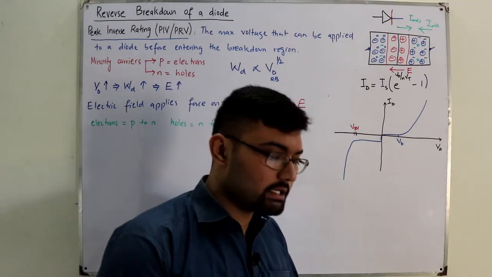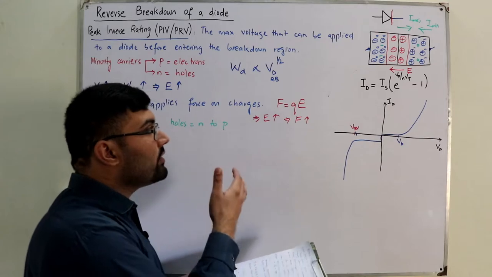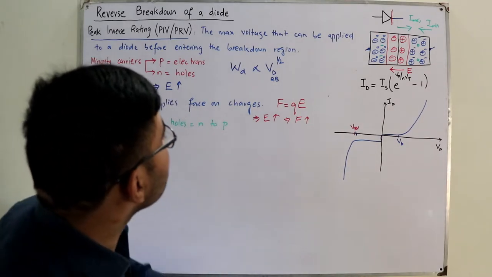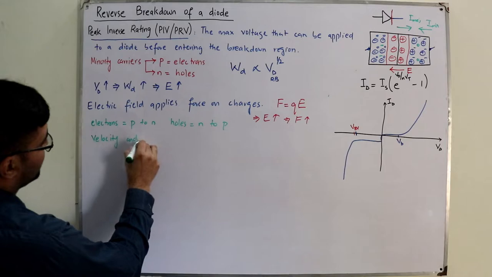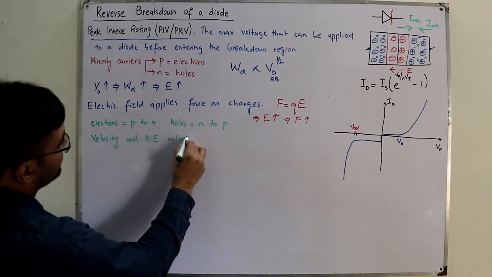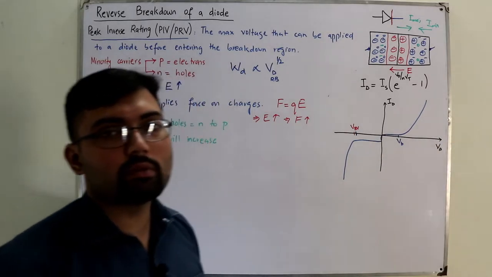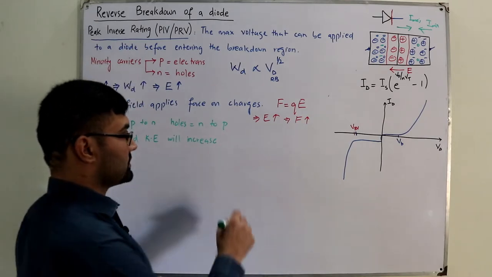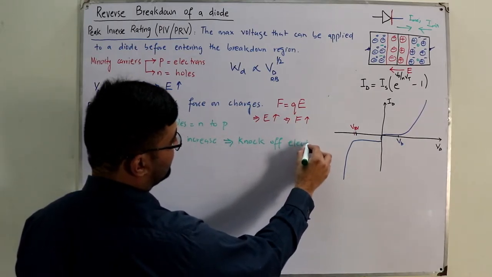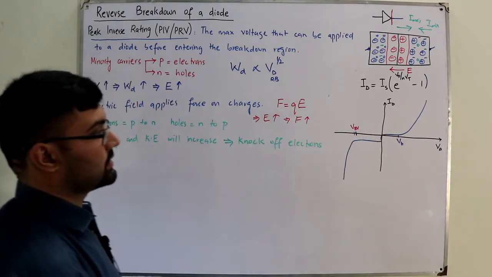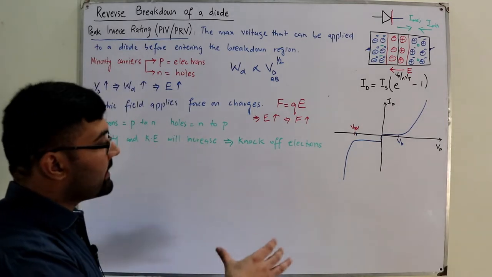Now what happens? The velocity and the kinetic energy would also increase. Due to the force, if the force is increasing and they are moving, they will move with a higher velocity. And if the velocity increases, the kinetic energy of the charge carriers will increase, and they would further knock off more electrons from the valence band. They will make more free electrons. You could say bonded electrons.